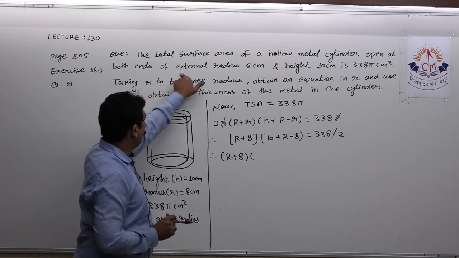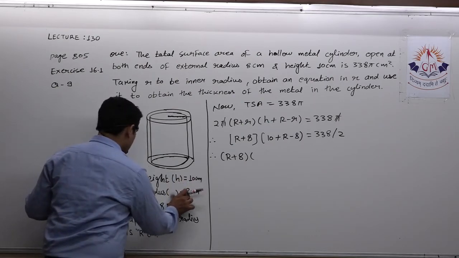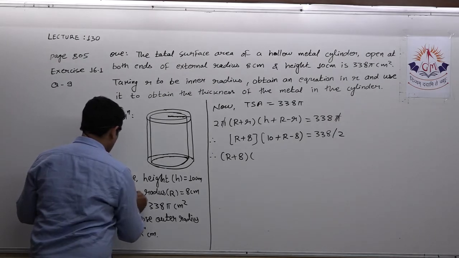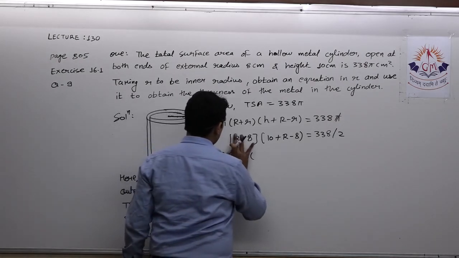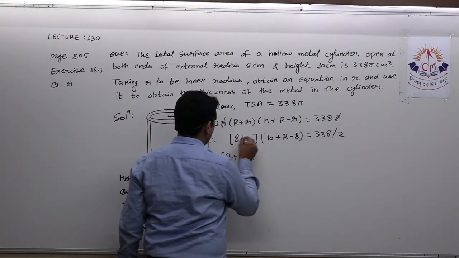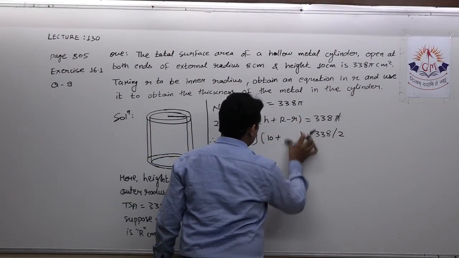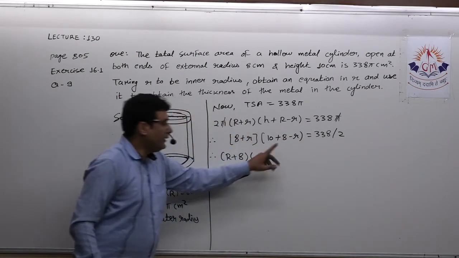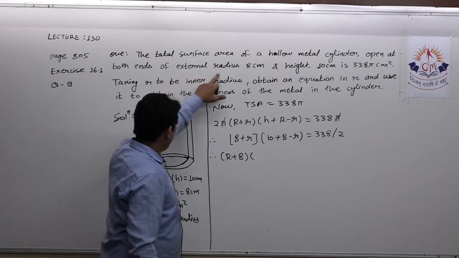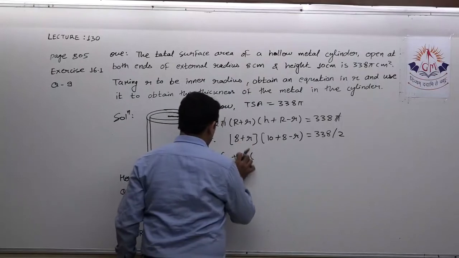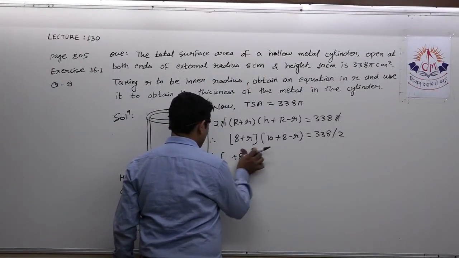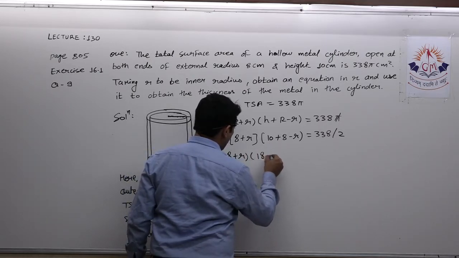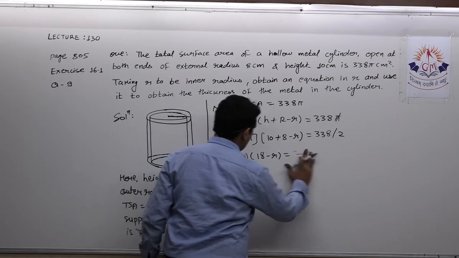One thing here, external radius is given. So external, that is capital R is given. Outer radius is given, not the inner radius. Okay, so simply here I write 8 plus small r, and here it will become 18 minus small r, because outer radius is given, not the inner radius, and it is also radius, not the diameter. So here I will get 8 plus small r, and over here 18 minus small r is equal to 338 by 2.